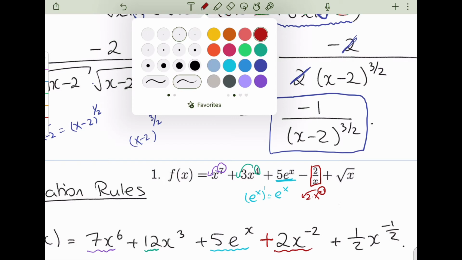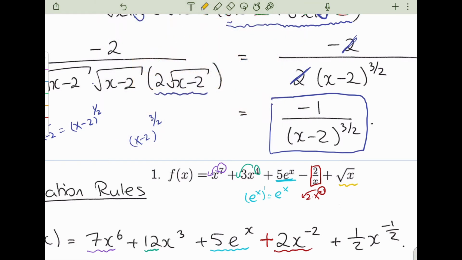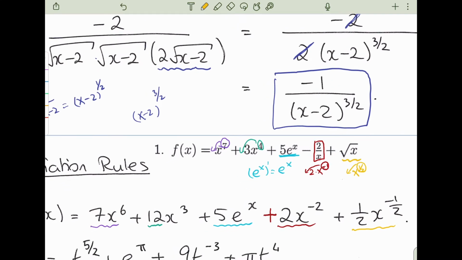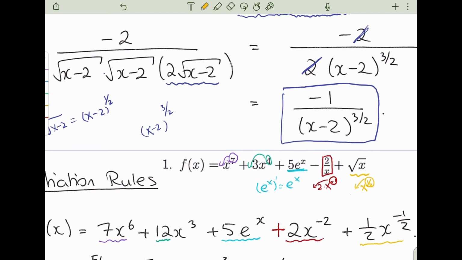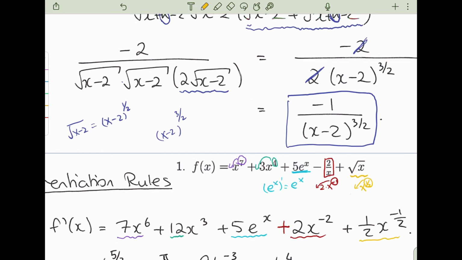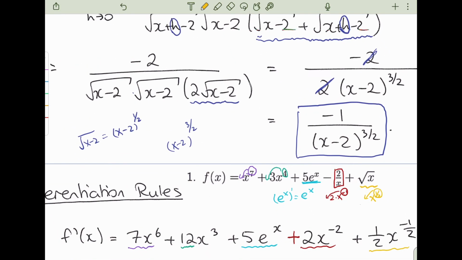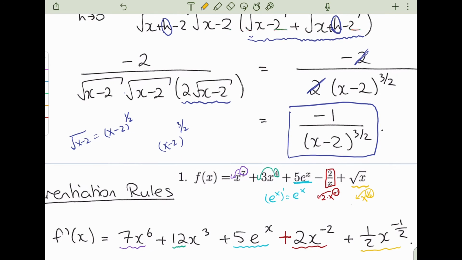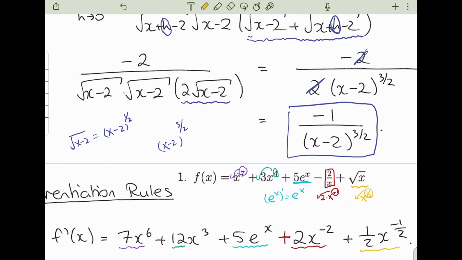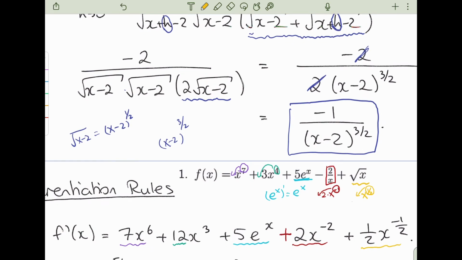And for the last term, this is x to the 1 over 2. Pull this down to the front, and it becomes 1 over 2 in the coefficient, and the new power is 1 over 2 minus 1, that's negative 1 over 2. So it should be very straightforward by applying the power rule. Okay, so that is our question 1.